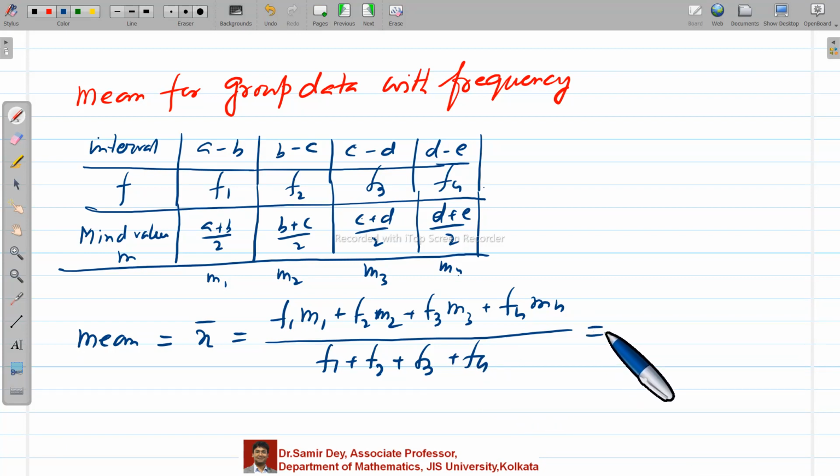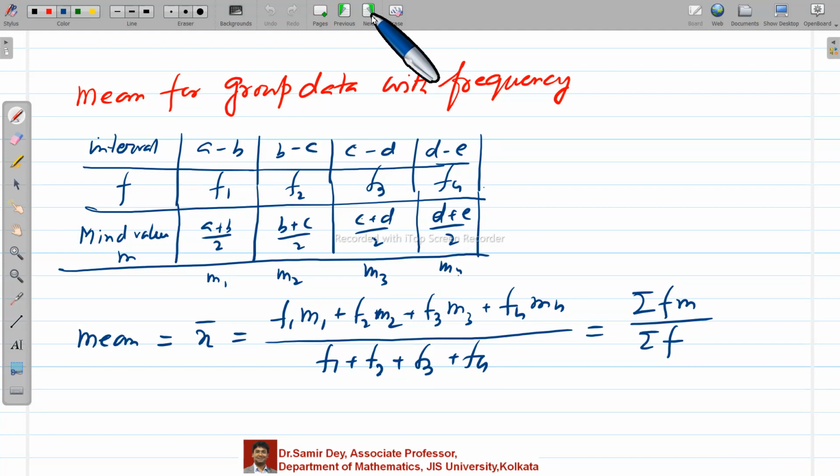This can basically be written as summation fm by summation f. fm means f1 m1, f2 m2, f3 m3, all multiplication, then addition, that is the summation. And you sum up the frequencies you have. If I know these, automatically we can find the value of the mean. In my next class I will discuss some numerical examples. The formula part is clear.